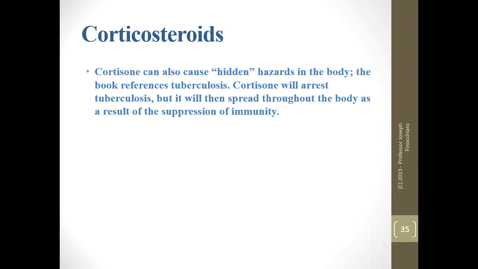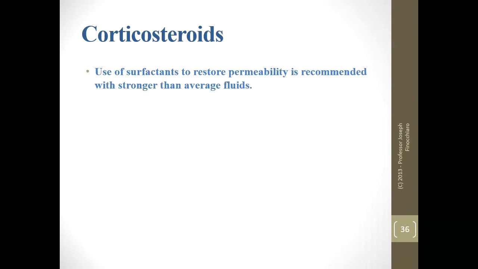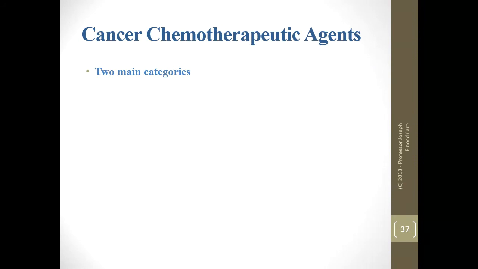Your book refers to tuberculosis. It kind of slows it down, but it does not kill it. It then spreads throughout the entire body, and everything then becomes contagious. Use of surfactants is recommended to restore permeability of the cells, so that would be a co-injection you'd probably want to use, along with the stronger than average fluid, probably higher than 2%, if not higher index, so that you can go ahead and get something done.